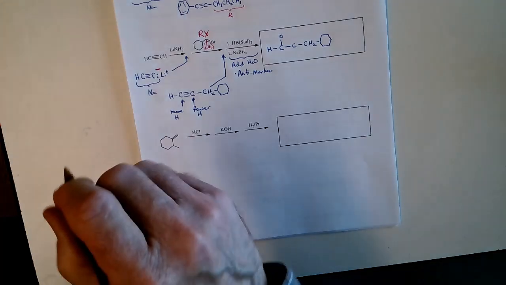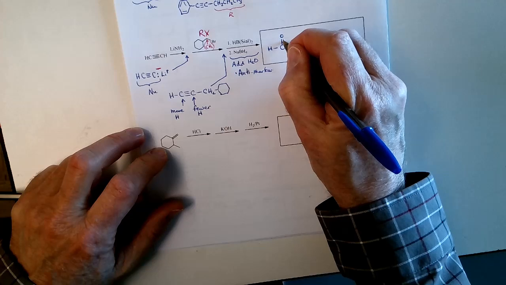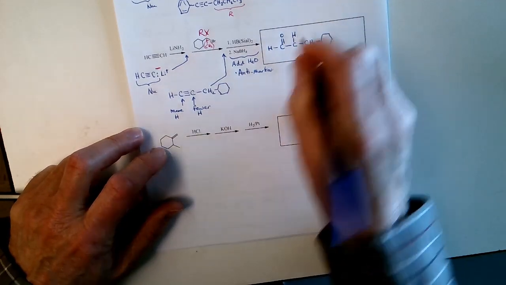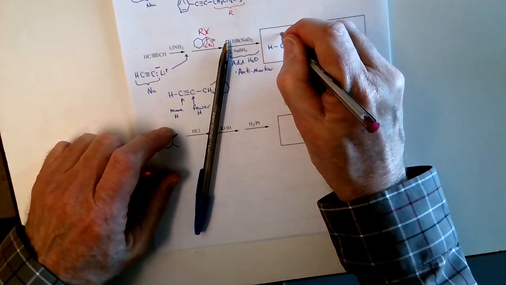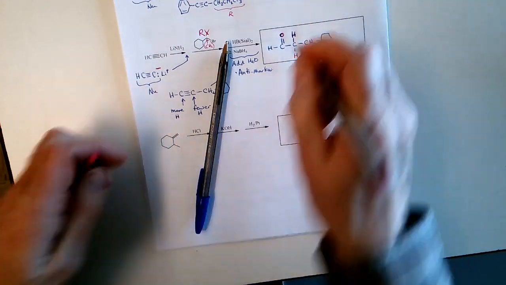Now, if you want to just draw that much, you're okay. What you don't want to do is draw an OH there and stop, because what we know is it doesn't stop there. It goes to that point, and both the new hydrogens, I said I was going to use a different color, both the new hydrogens go onto the other carbon.